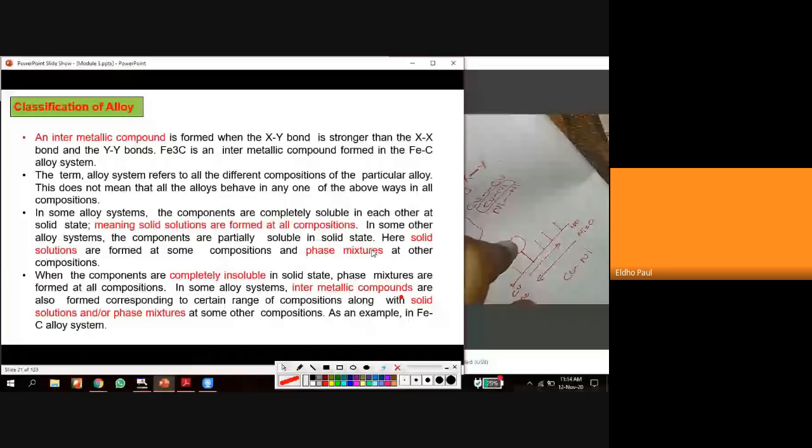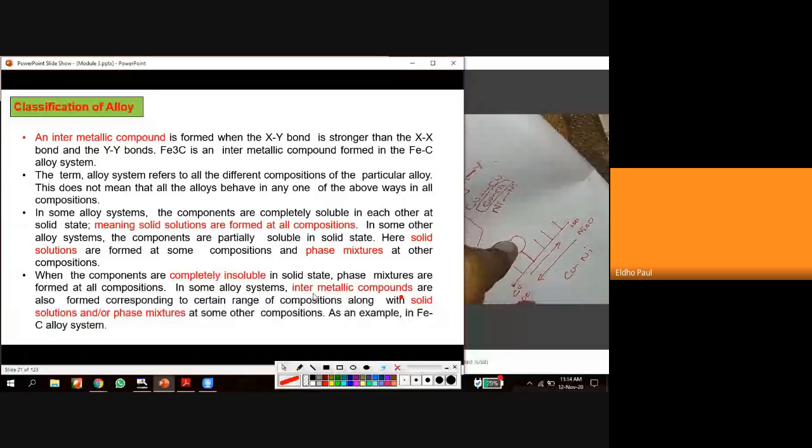In rare cases, when components are completely soluble in solid state, phase mixtures are formed at all compositions. In some other alloy systems, intermetallic compounds may be formed. So solid solutions form, phase mixtures form, intermetallic compounds form.